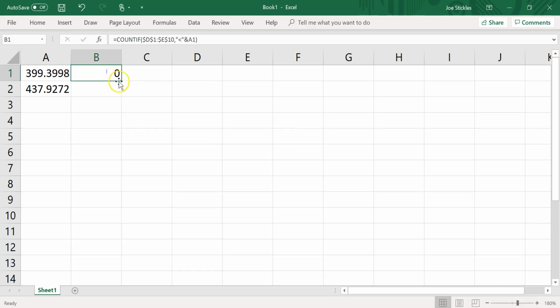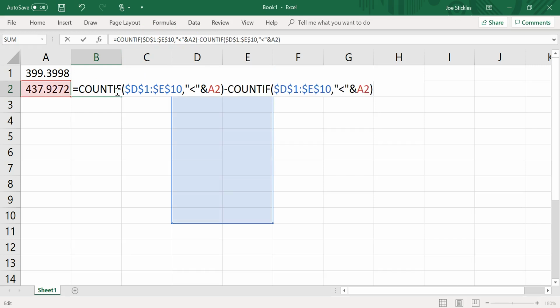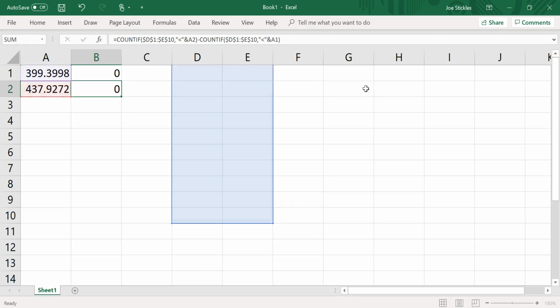If I copy that down one cell, it will count everything that's less than A2, but that will include everything that's less than A1. So what I want to do is change that up a little bit and put in minus the one above it. So I'll change that over to A1. And then I can just copy it down, and I shouldn't have to change anything else.